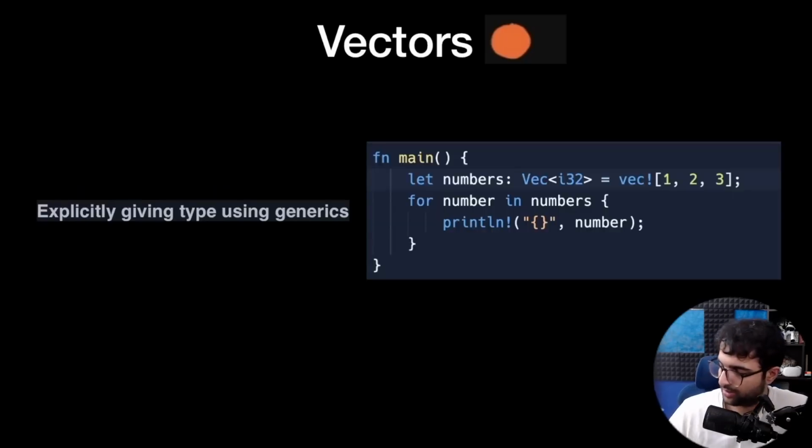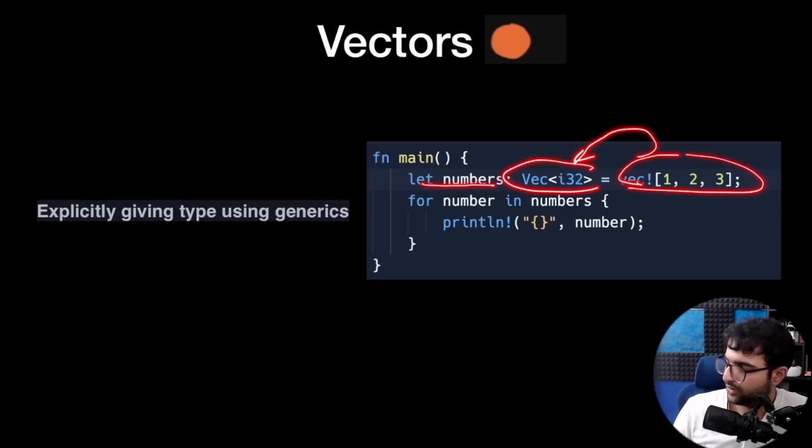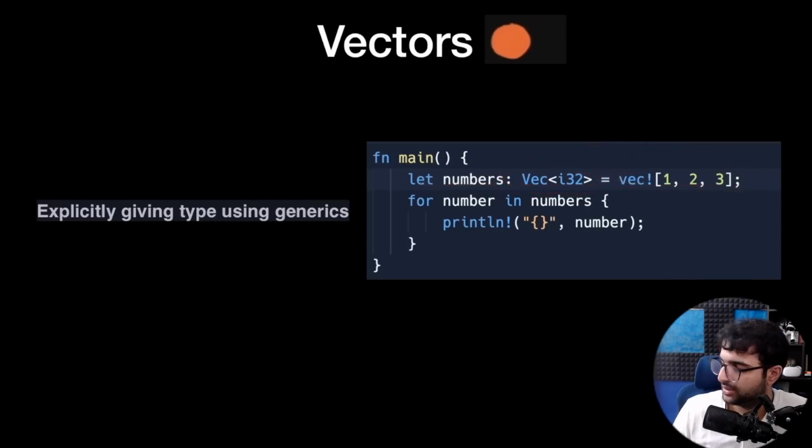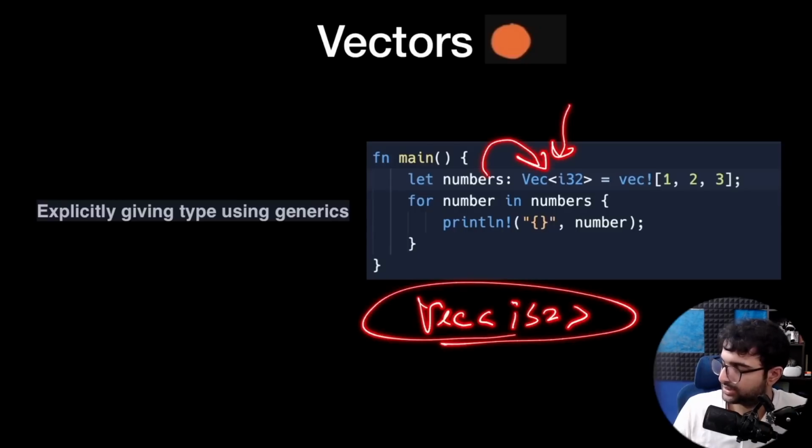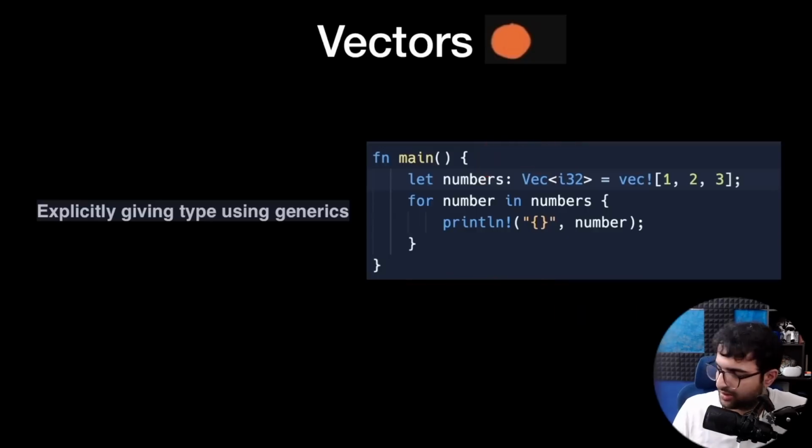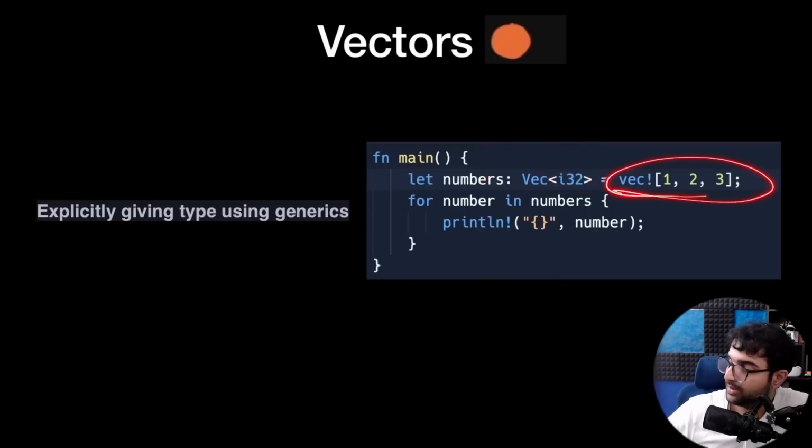Defining the type of the vector as a generic. I have already done it, so hopefully this is not too hard. But whenever you are defining a variable, a vector, its type can be inferred, or you can explicitly give it a type. And if it is a vector of integers, then it looks something like this: Vec<i32>. That is the type of this numbers array. It is a vector of type i32. It can automatically be inferred.